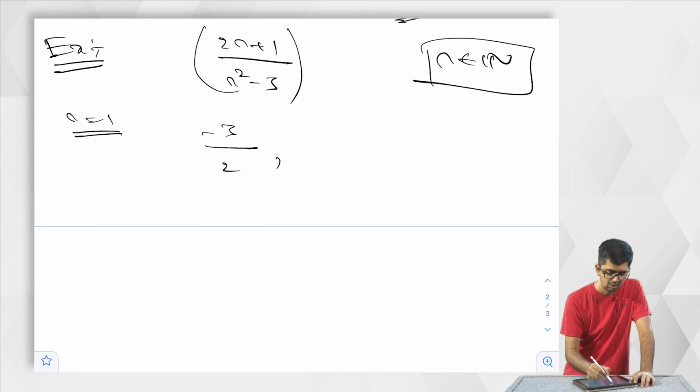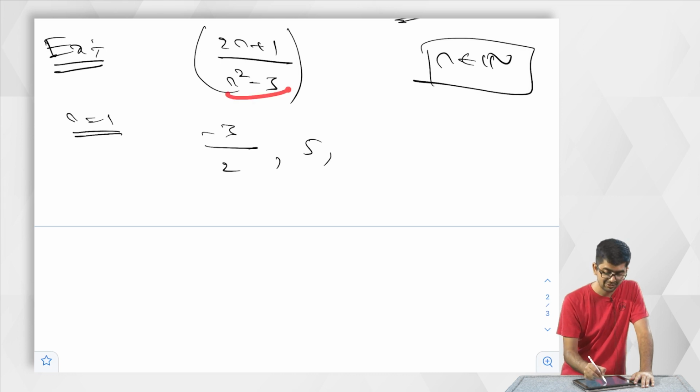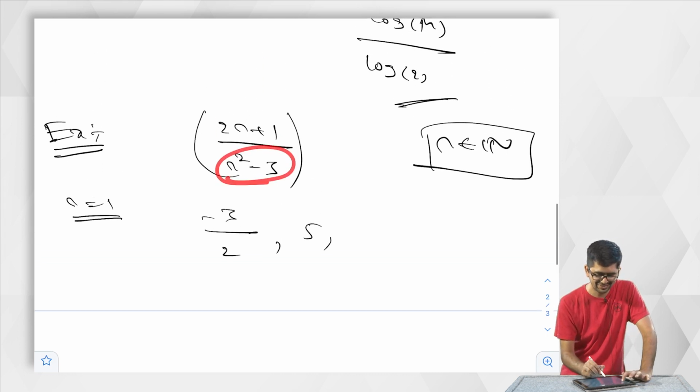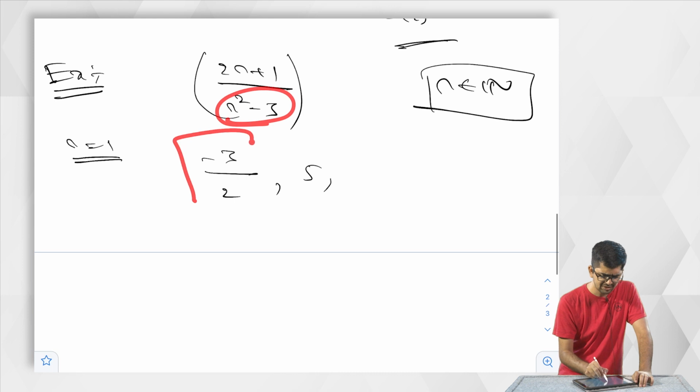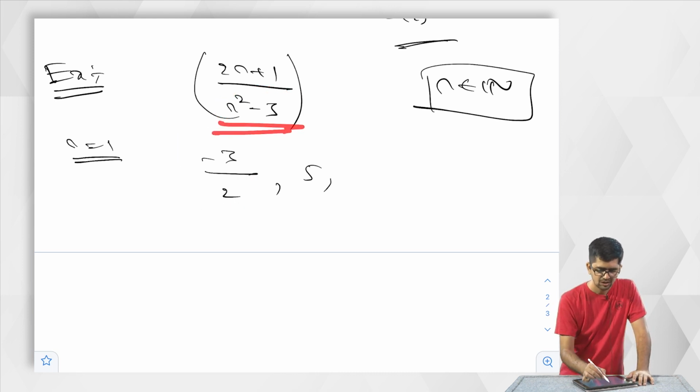For n equal to 2, 2 times 2 is 4, 4 plus 1 is 5, and 2 squared is 4, 4 minus 3 is 1, so this is 5. What about 3? 2 times 3 is 6, 6 plus 1 is 7, then I forgot what this is. So we have at least 2 elements. The first element is negative. Look at the other elements.